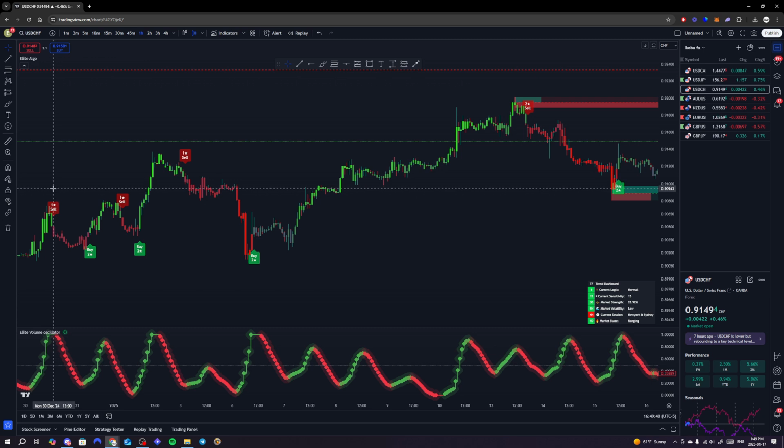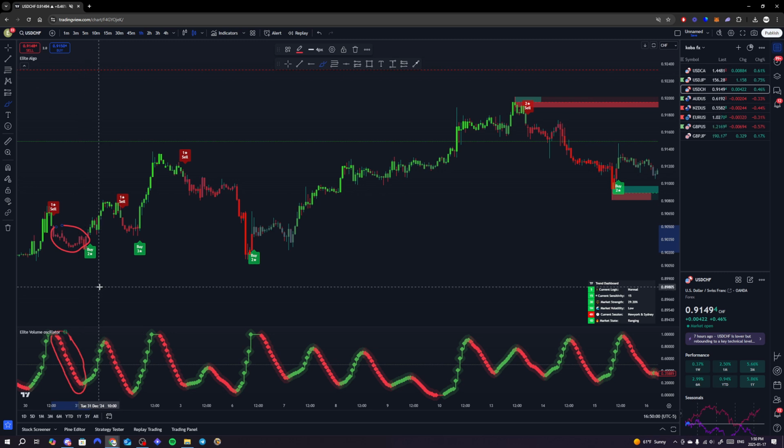Over here, guys, we see that we have a sell signal, right? And the price didn't go anywhere. If we look over here, the sell signal came while we had the beginning of a slow volume session. We had very low volume, which basically indicates that even if we took that trade, the chances of it going anywhere are very slim, right?